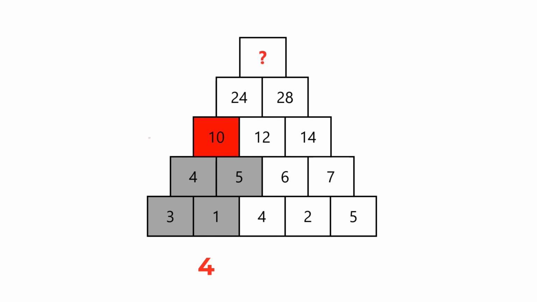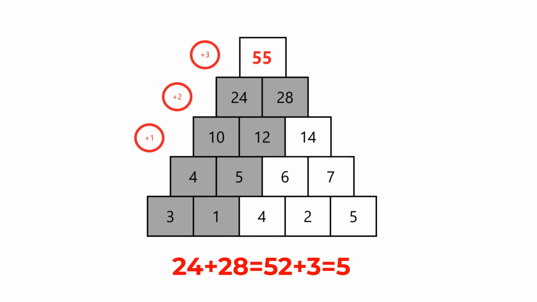4 and 5 adds up in 9, and then you need to increment it by 1. If you go to the next layer, you need to increment it by 2. And then in the final row, you need to increment it by 3. So the correct answer here is choice 55.